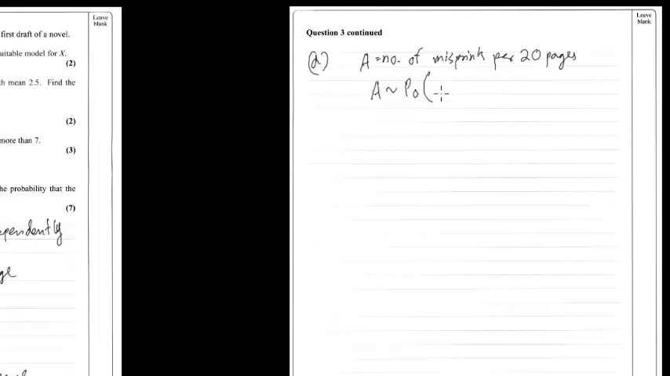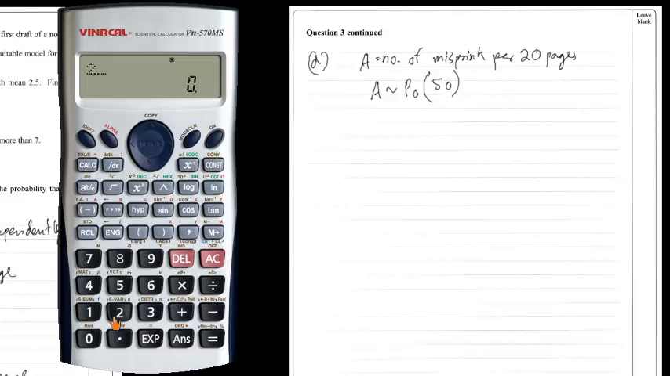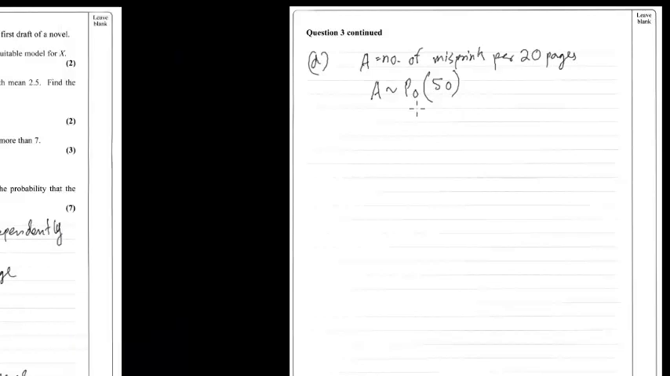So for one page it was 2.5. For 20 pages it would definitely be 50. Let's check. 2.5 times 20, that's 50. That means it's not in the table. If lambda is more than 10, we have to go to the approximation, and one way of doing that approximation is the normal approximation. To do an approximation is to convert the distribution completely into a different distribution so that we can go on with the sum.